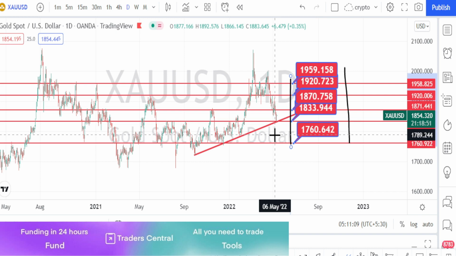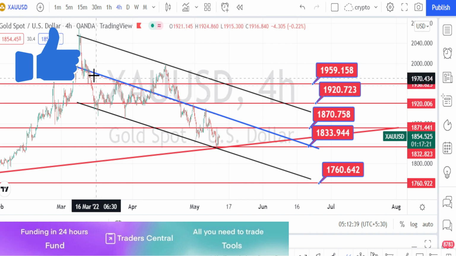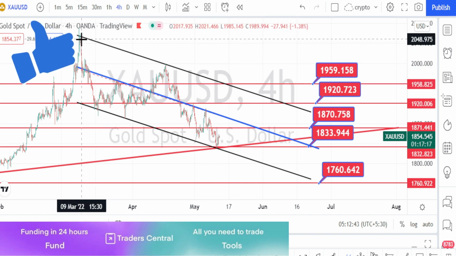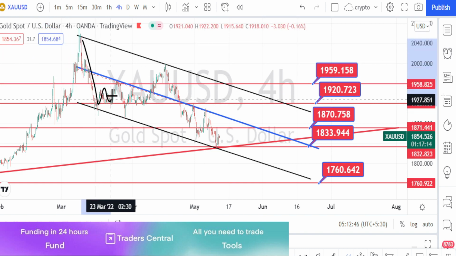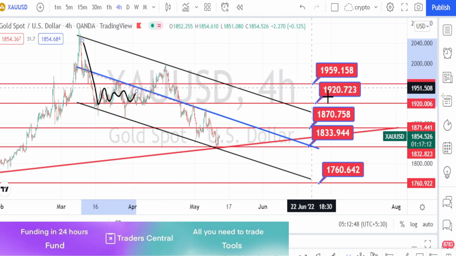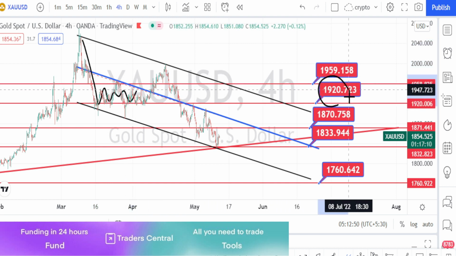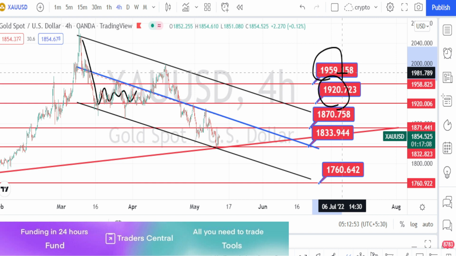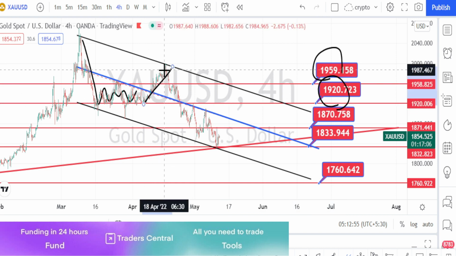Let us do the analysis in the 4 hours time frame. In the 4 hours time frame, when we look at the price action, it came on a bearish trend reversal and it took consolidation around the support and resistance level of 1920 to 1959. Then it went on a bullish trend reversal.